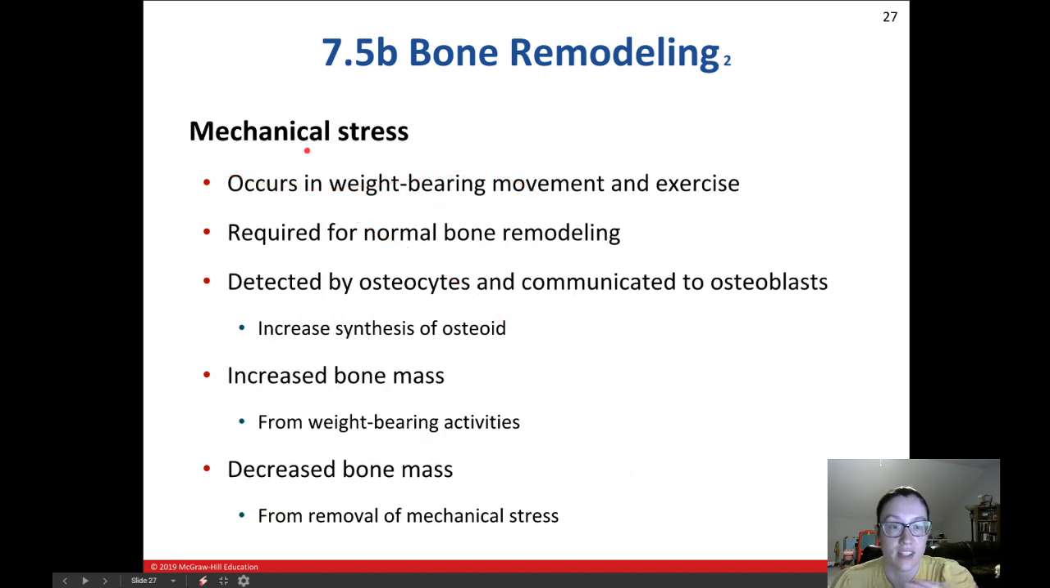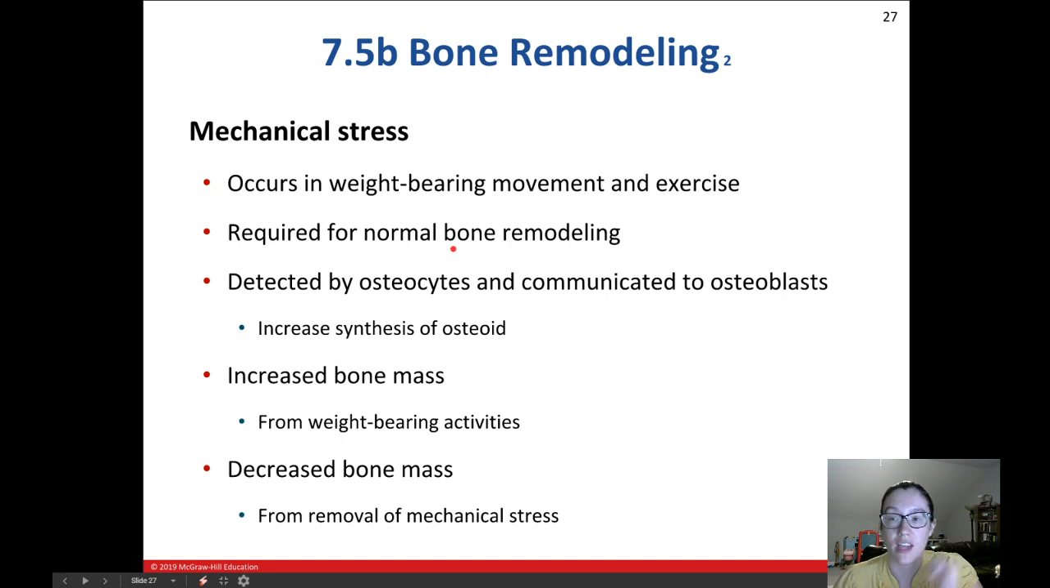So mechanical stress is actually really important. And mechanical stress is any sort of weight-bearing activity. So when you're walking around, doing some sort of activity, you're putting some stress on those bones. And your osteocytes, with their little processes that stick out through those canaliculi, are going to be able to feel that stress. You might even have little microfractures in the bone if you're doing some sort of training and you're doing a little bit more high-intensity exercise. This mechanical stress is good and important because it's required for normal bone remodeling.